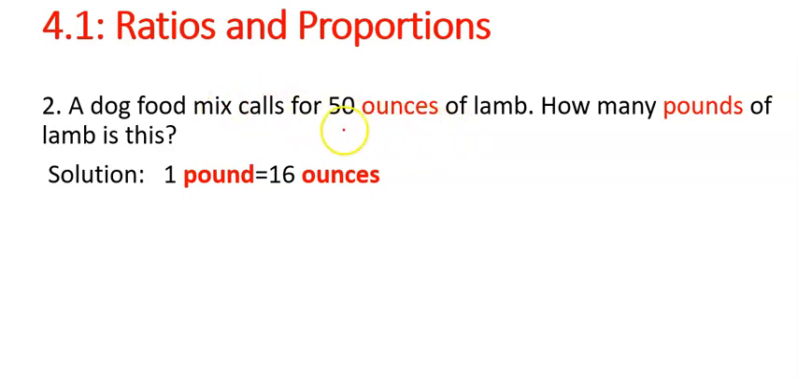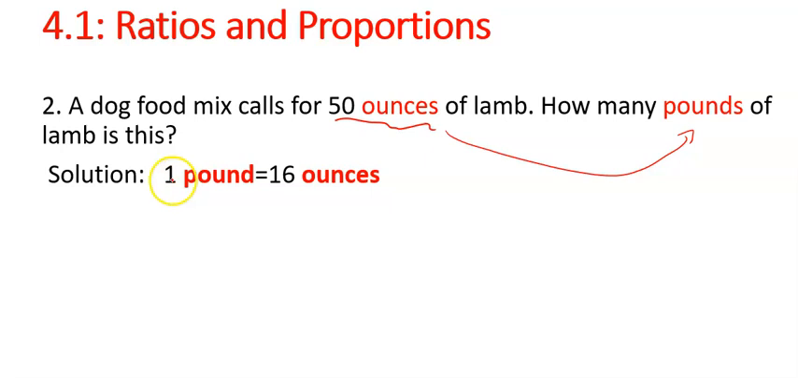In this problem, we need to convert 50 ounces to number of pounds. Now, some of the students might be able to see whether we should do multiplication or division, or whether it's 50 divided by 16 or 16 divided by 50. But some students might have trouble seeing that. So here we're going to use ratio to help us to do this. We can also use proportion to help us see what operation we should do.